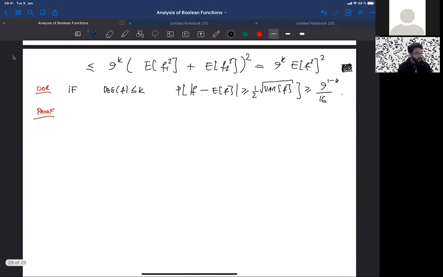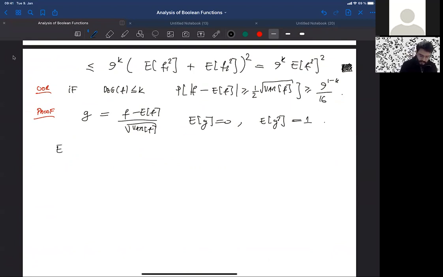Okay, so let me go back to this proof. So how do we do that? Okay, so define g to be f minus the expectation of f, divided by the square root of its variance. Okay, so now the expectation of g is 0, and the expectation of g squared is 1. Okay, and then you apply Bonami's lemma.